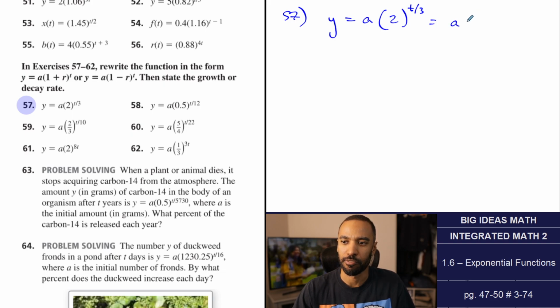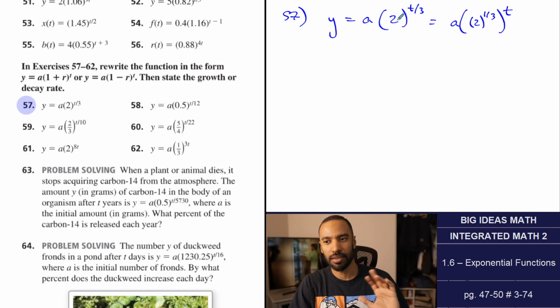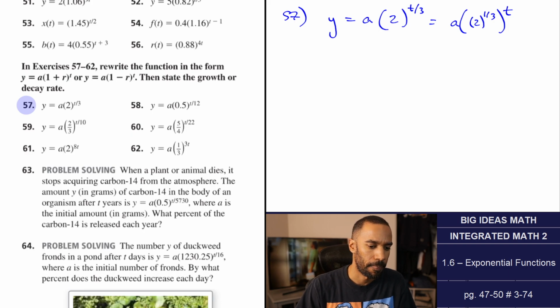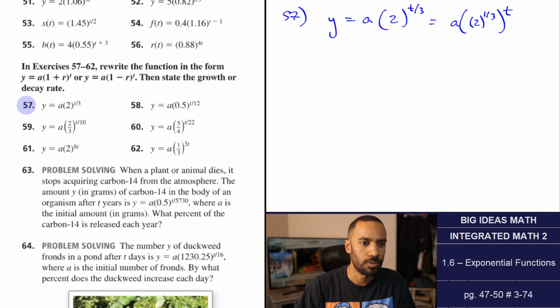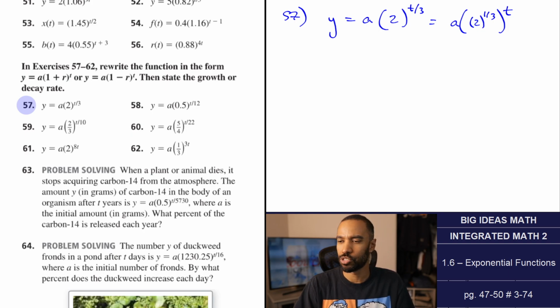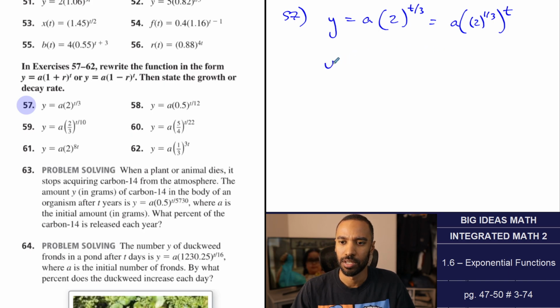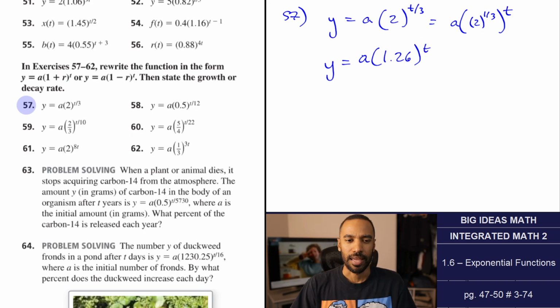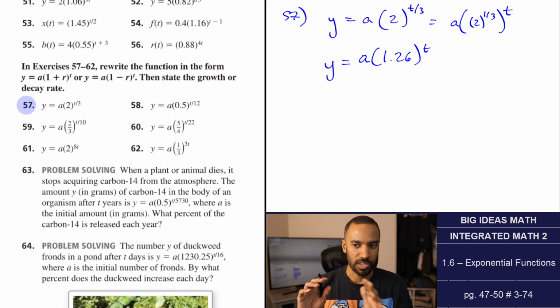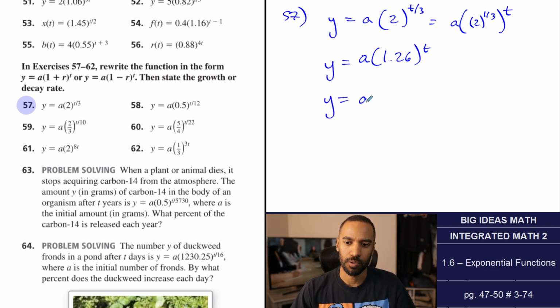Now, this does the same stuff as before. This is a times 2 to the 1/3, and then raised to the t power like that. So we have to take the cube root of 2, 2 to the 1/3 power. I'm getting 1.259, so I'll call it 1.26. So a times 1.26 to the t power. Now that's not yet in the form because we have to say what we're adding or subtracting. So that's y equals a times 1 plus 0.26 to the t power.